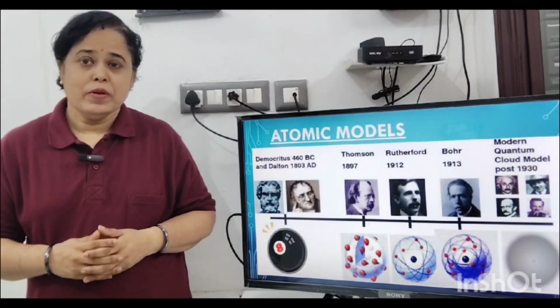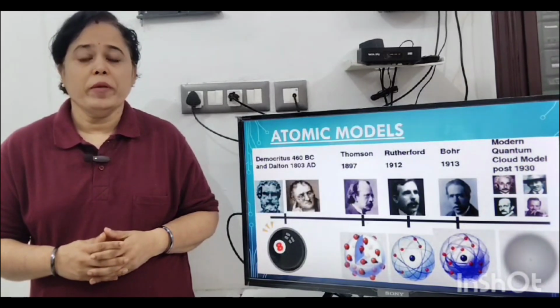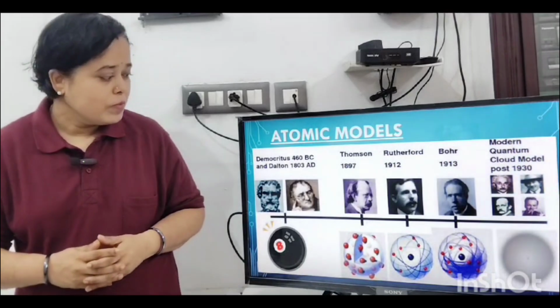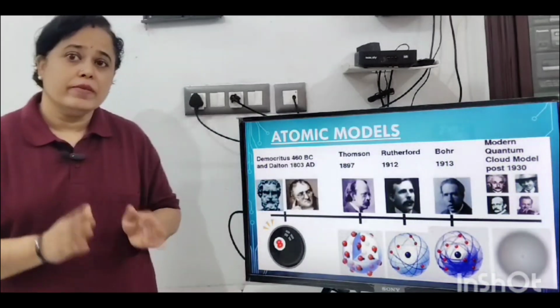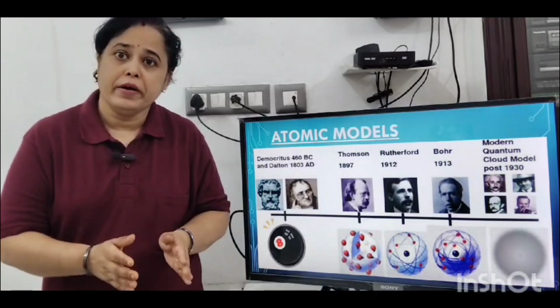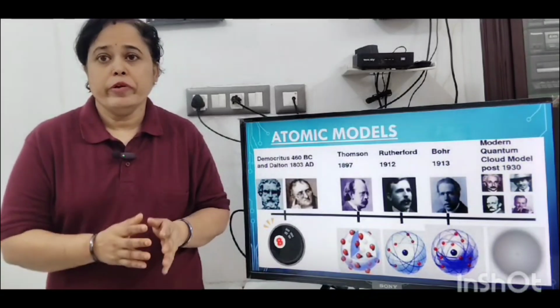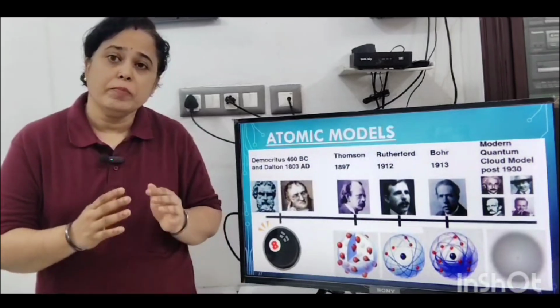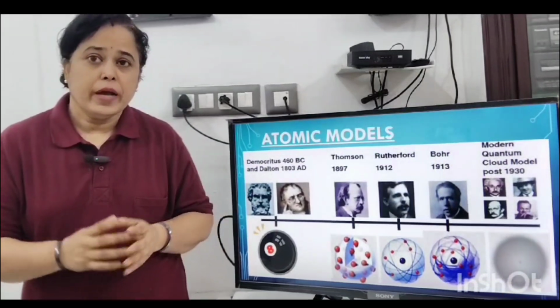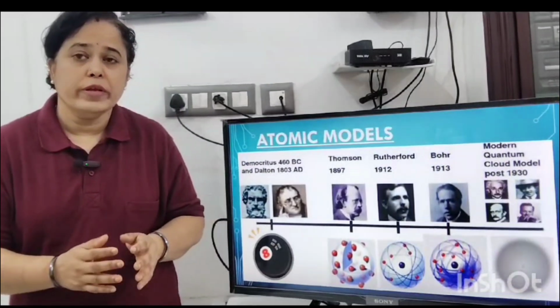Hello children, today's topic is atomic models. Democritus was the first person who said that atom exists. Atom is the building block of matter. Atom is very small in size and atom is surrounded by empty space. Atom is moving continuously through random.